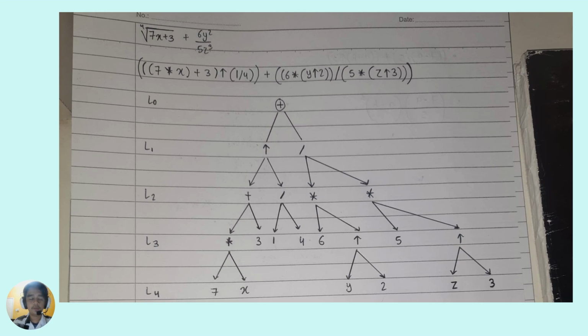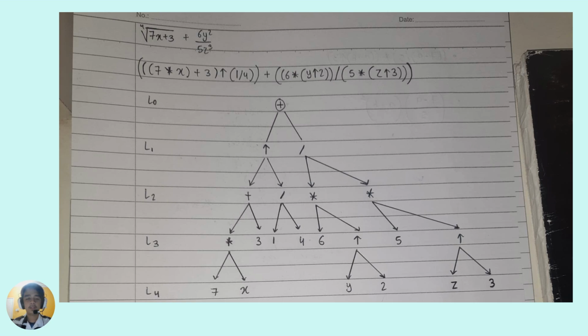Next, you focus on one of the sides first. In this case, I would focus on the left side first because it looks quite simple. On the left side, you can see 7 asterisk x plus 3, power 1 over 4. You need to pick the one that is in the center and not conflicted by any current equation. So we will pick the power symbol here because it is separated by two formulas: power 1 over 4, and then 7 times x plus 3.